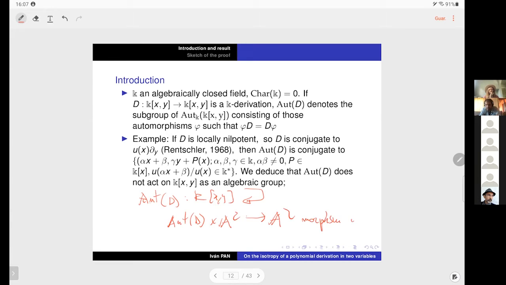Iván, there is a question from Guillermo Cortiñas. Yes. Should gamma also be non-zero? Non-zero, exactly. Excuse me. Yes, yes. Alpha, gamma is non-zero.